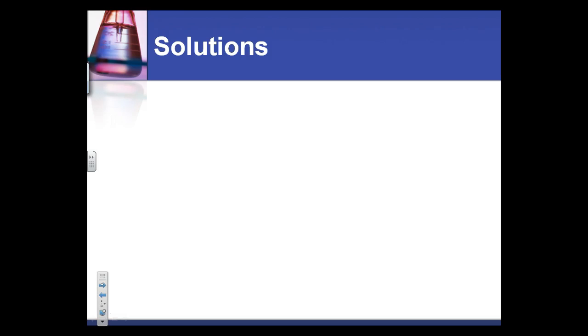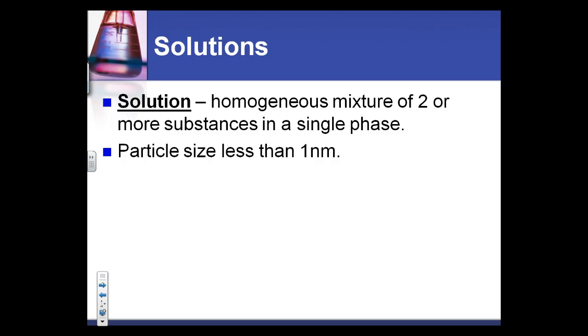Our last one is a solution. Now, a solution is the only mixture that is homogeneous. So if it's a homogeneous mixture, it's called a solution. So it's a homogeneous mixture of two or more substances in a single phase. So they're both liquids, they're both gases, something like that. The particle size is really, really tiny. It is less than 1 nanometer in particle size. So really small. They don't settle out, and they don't really scatter the light.